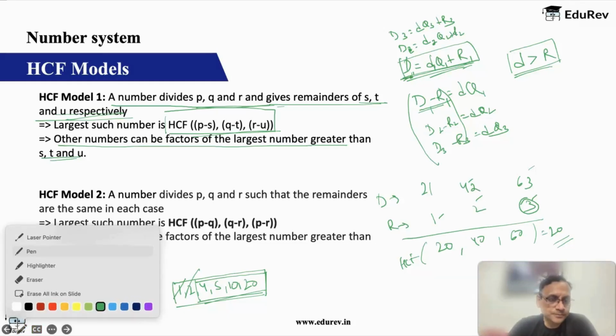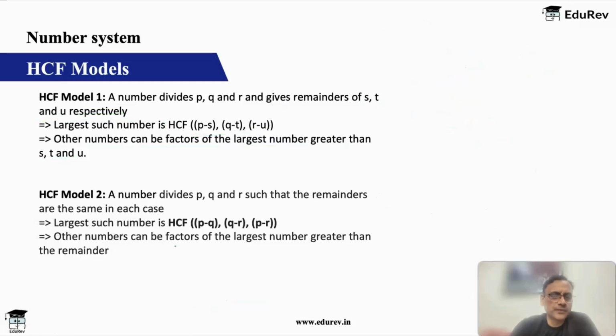Let's look at model 2. Model 2 is a number that divides P, Q, R such that the remainders are the same. So model 2 is when the remainders are the same, but you do not know that remainder. Okay, so let's take 21, 41 and let's say 81. Let's say these are my dividends. The remainder is the same, R, but I do not know it. Okay, now what do I do? This is very interesting here.